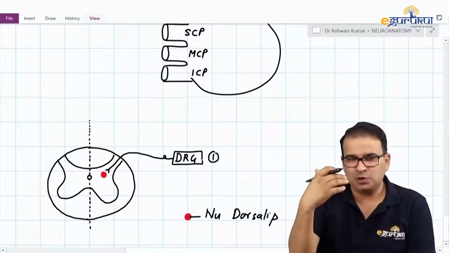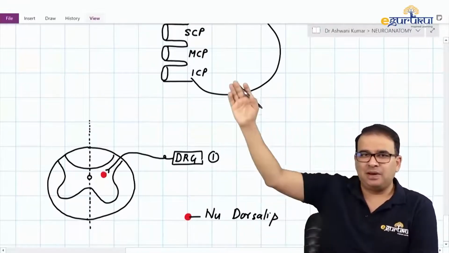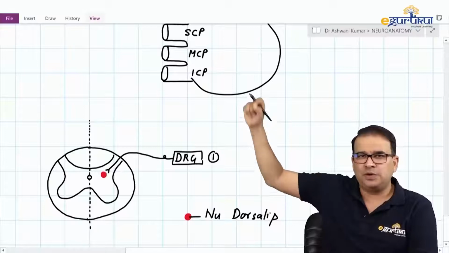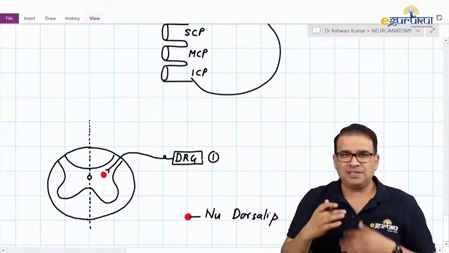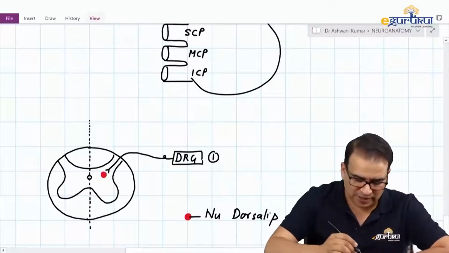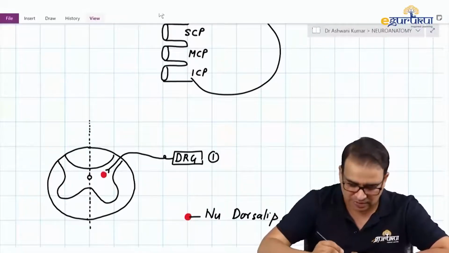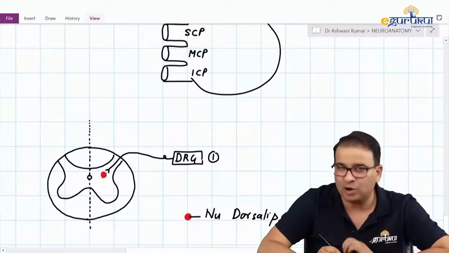Now let's do it this way. There are two ways to reach the cerebellum here. One is the shortest possible pathway to reach the cerebellum, and one is the longest possible pathway. Let's trace the shortest one. How will you take the shortest pathway to go from here into the cerebellum? So will the fibers go to the same side or to the opposite side?